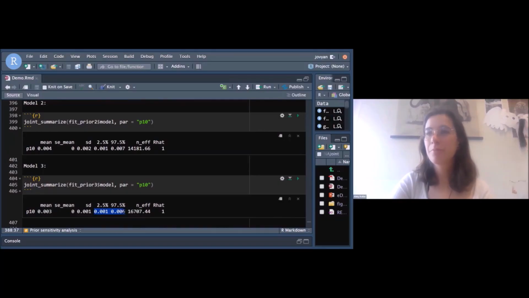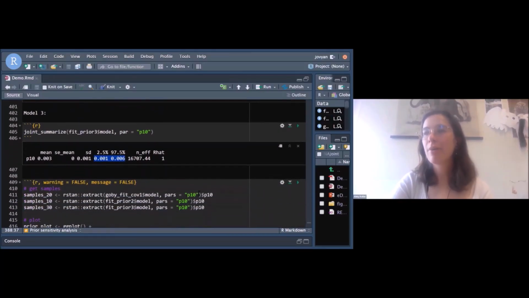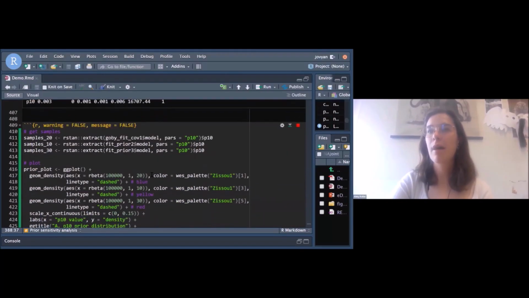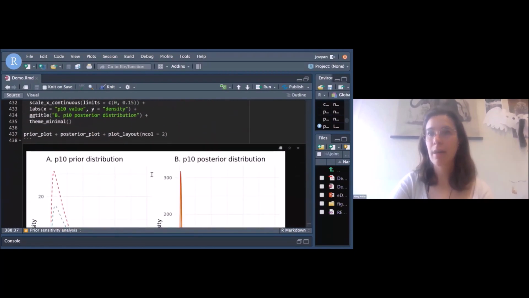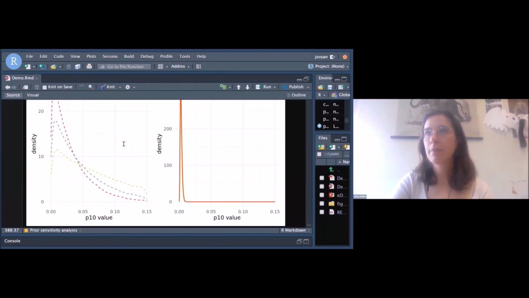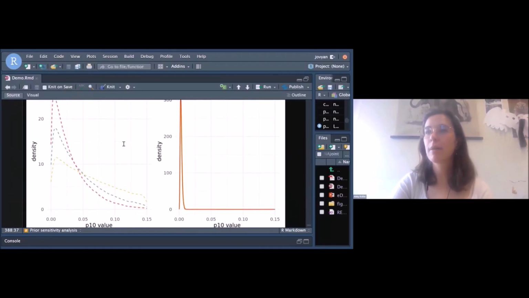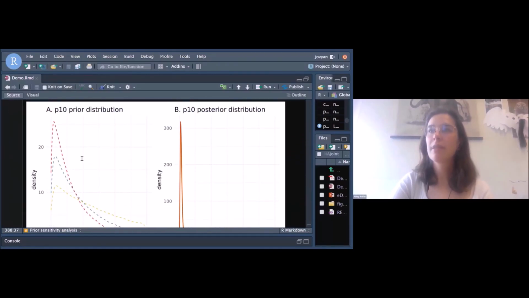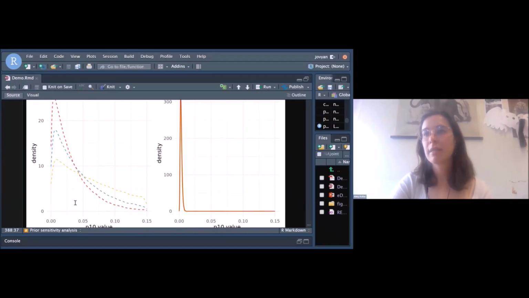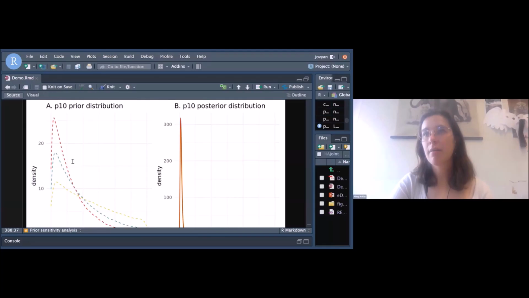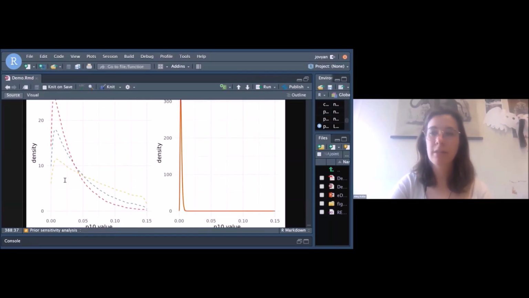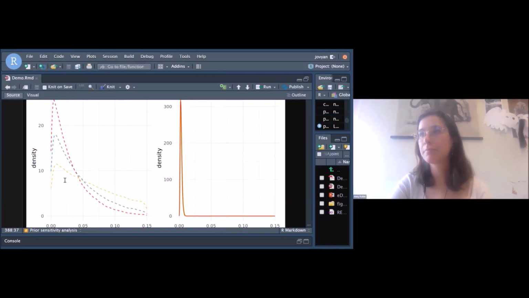again, qualitatively pretty similar. I think a better way to view this is to plot the prior and the posterior side by side. This was not quite so big, but anyway. On the left here, we have our three prior distributions. These were the three models we just ran. These are the probability density functions for each of our prior specifications. We can see that they're quite different, mostly in their variances.